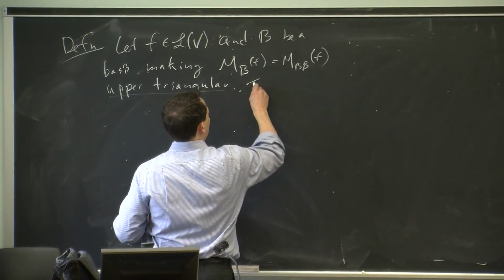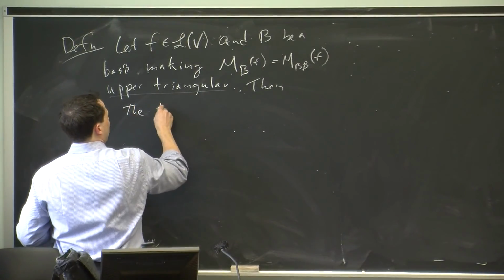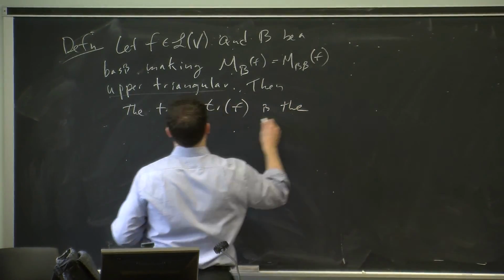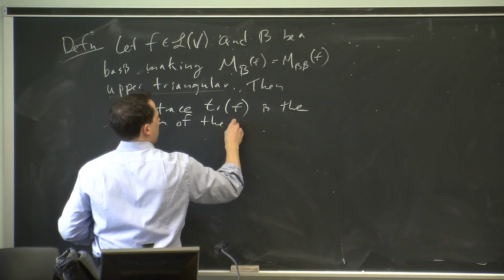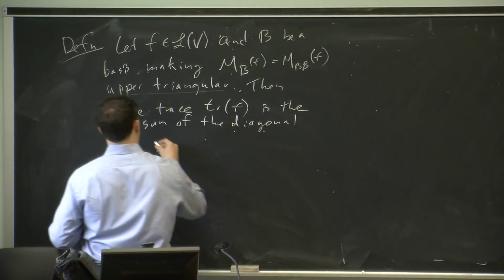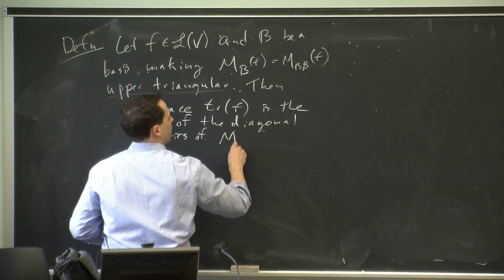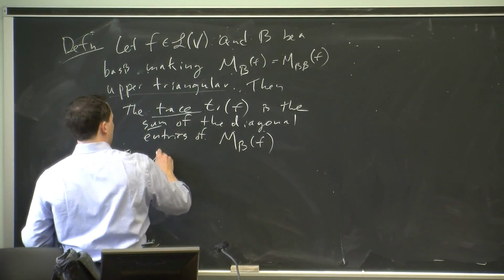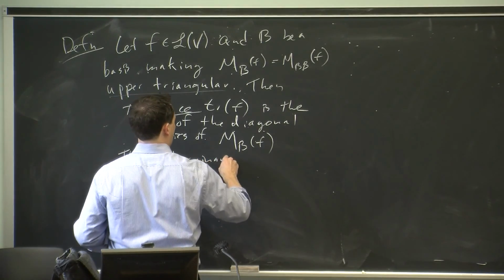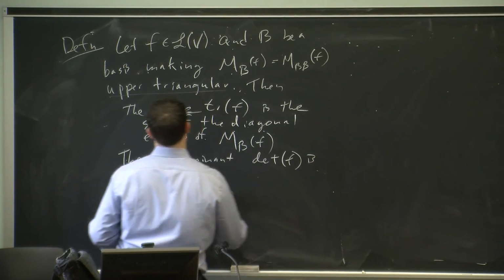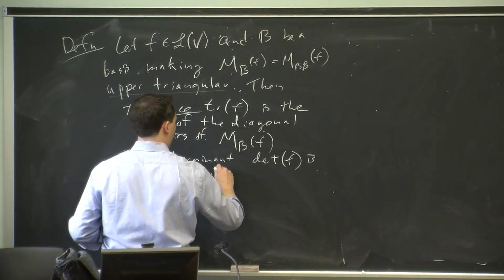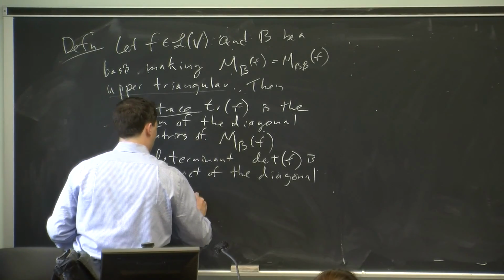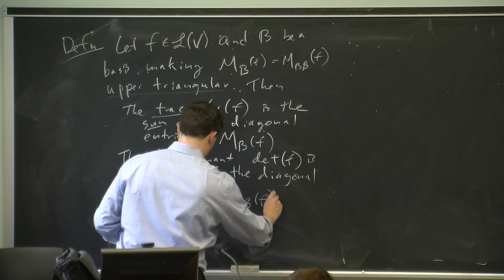And now here's the definition. Trace of f is the sum of the diagonal entries of this matrix, this upper triangular matrix. And the determinant of f is the product of the diagonal entries of M, B, and F.